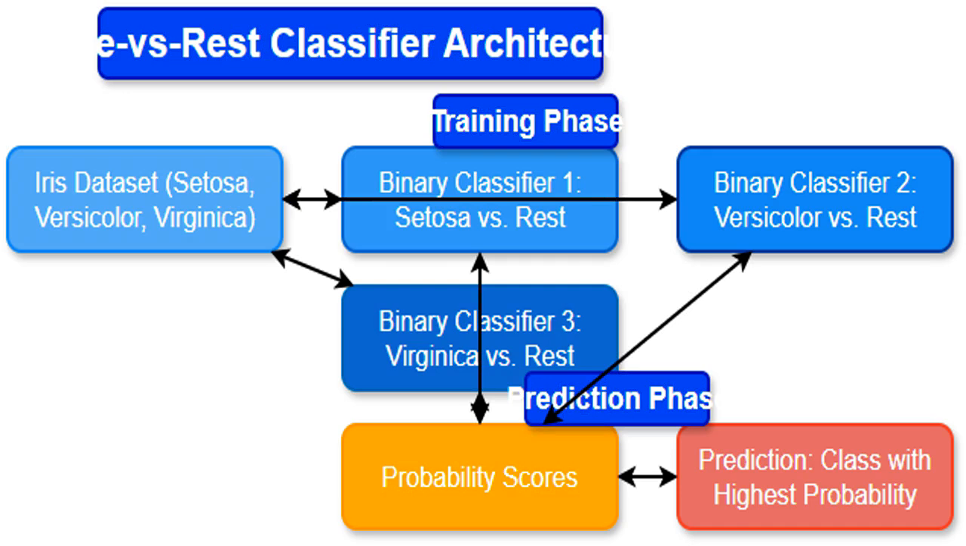In this multi-class classification problem, the one-vs-rest (OVR) strategy is used. This means a separate binary classifier is trained for each iris species. Each classifier is trained to differentiate that species from the remaining two species.